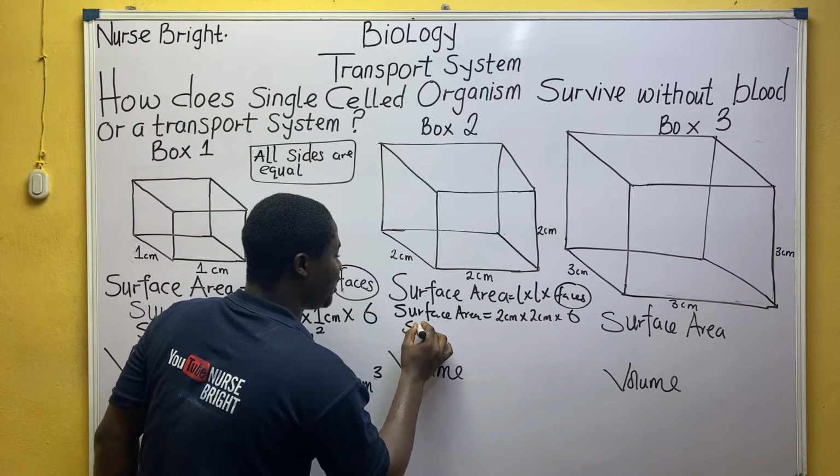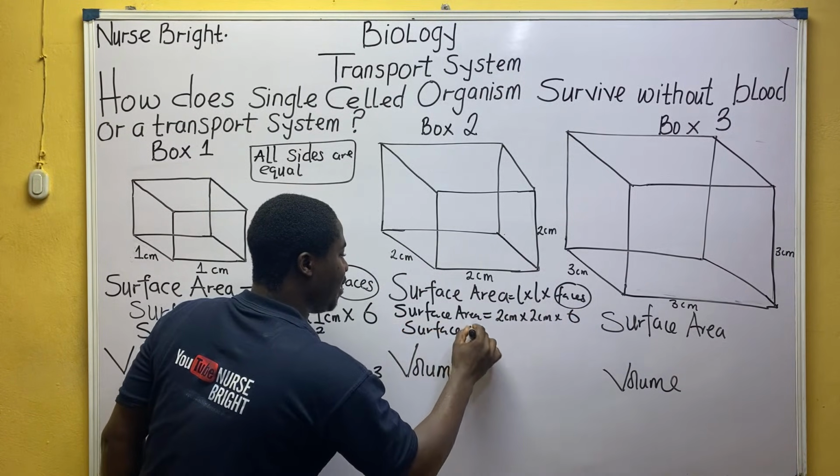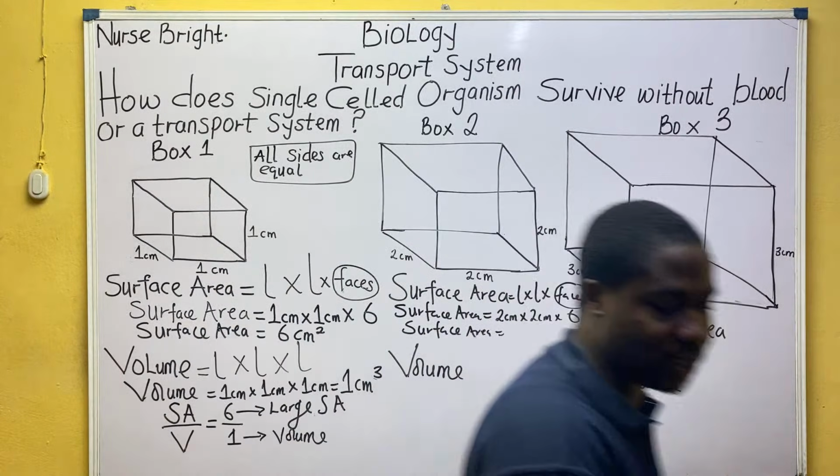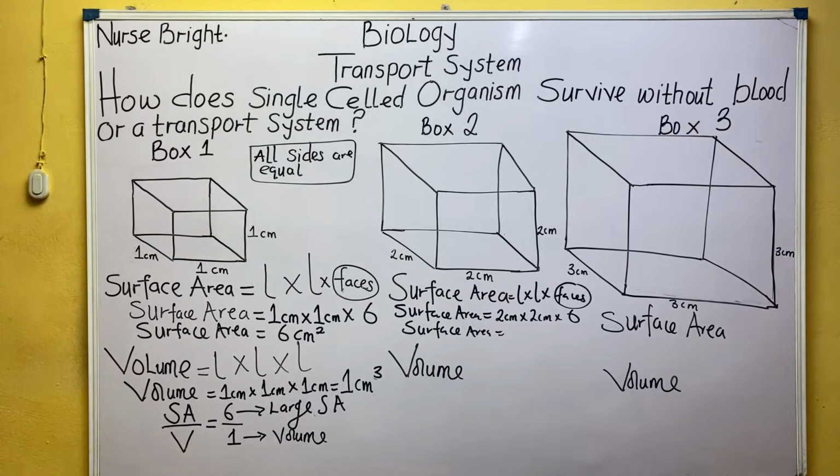So surface area will be equal to what? 2 times 2, that's 4. 4 times 6, what is that? 24, right? Class, are you guys following me? Do you understand what is happening? Let me know in the comments, alright? So 2 times 2 times 6, and that's 24.